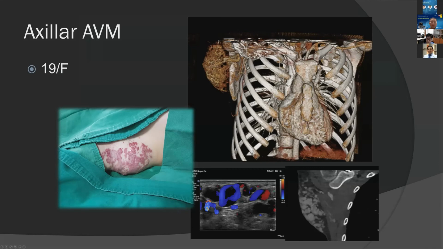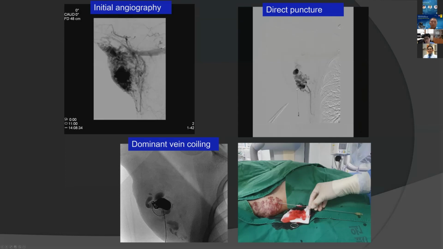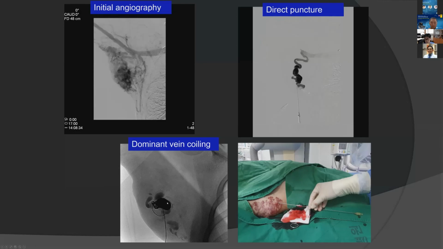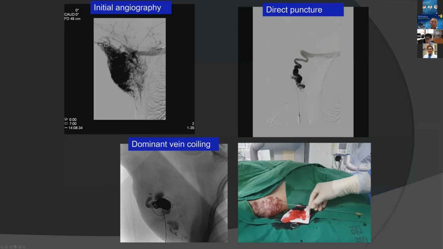So sclerotherapy alone can cause a large skin necrosis. So we planned preoperative embolization and surgery. This is an initial angiography. At first, I used direct puncture of the dominant vein, and coil embolization was performed to avoid the embolic material migrating to the systemic vein.